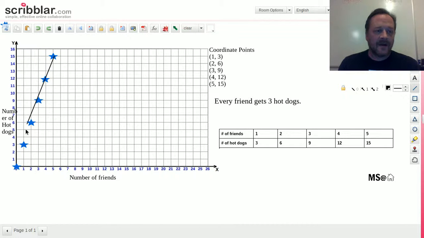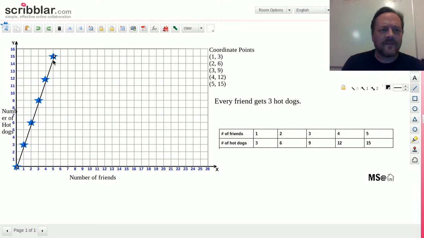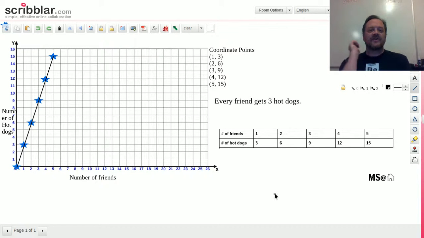Okay. So I could actually connect all these dots right here, all these stars, and you'll see that they represent a straight line. It's not perfect because I didn't put the line in the perfect place and my stars are a little off balance, a little off axis. But basically what I'm trying to show you is that when you have a situation like this, you have a ratio table that follows a certain rule. In this case, the rule is 3 hot dogs per friend, right? You're going to see a graph that lines up all of the points in a nice straight line. We call this a linear relationship. And again, we'll talk more about that later when we get into the equations unit.